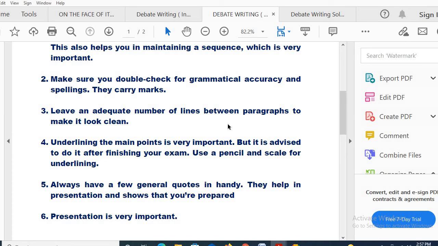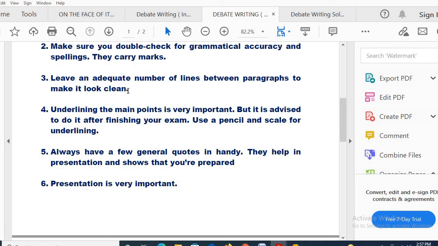Leave an adequate number of lines between paragraphs to make it look clean. This is important. Leave lines between paragraphs, because if you write without leaving a paragraph, then ultimately marks will be deducted. Adequate lines should be left after you complete one particular paragraph, because ultimately it makes the entire write-up neat and clean. That is something very important.